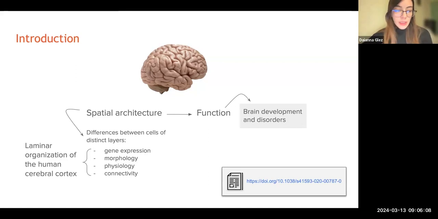Identifying the cell type specific proportions in the different layers is important because that enables us to establish functional links with brain development and disorders. I say that because there are pathological changes and gene expression alterations that are associated with specific brain regions and layers in the cerebral cortex. So if we are able to understand what's going on at the spatial level, then we can gain more refined insights into the disease mechanisms.